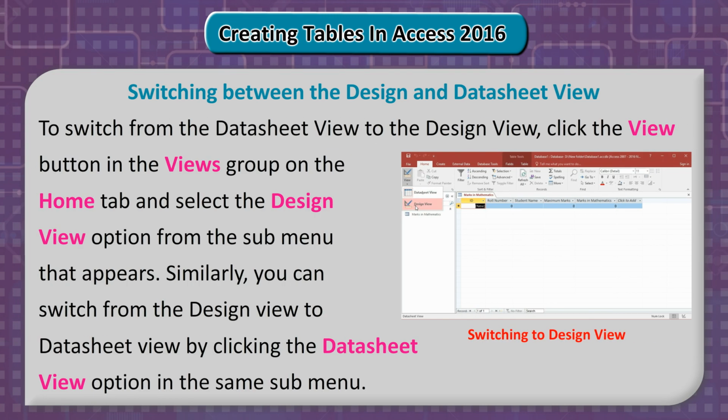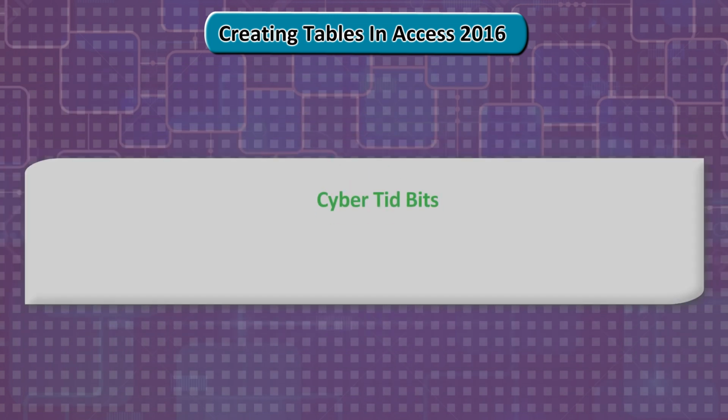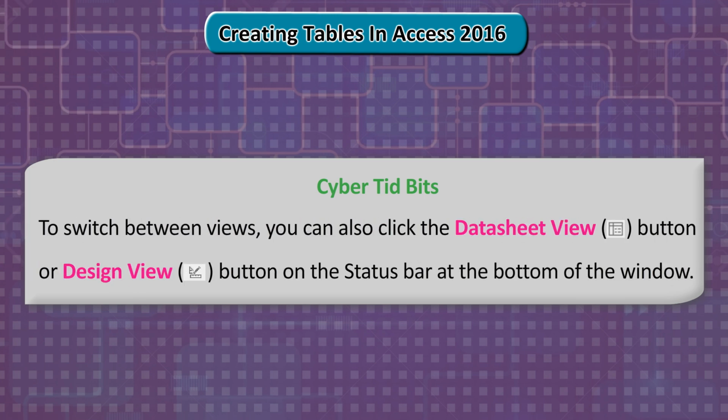To switch from the datasheet view to the design view, click the View button in the Views group on the Home tab and select the Design View option from the submenu that appears. Similarly, you can switch from the design view to datasheet view by clicking the datasheet view option in the same submenu. Cyber tidbits. To switch between views, you can also click the datasheet view button or design view button on the status bar at the bottom of the window.